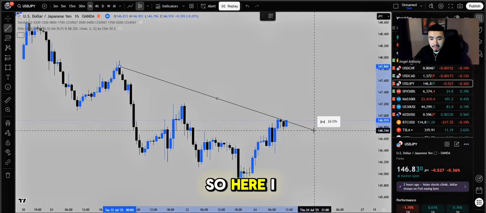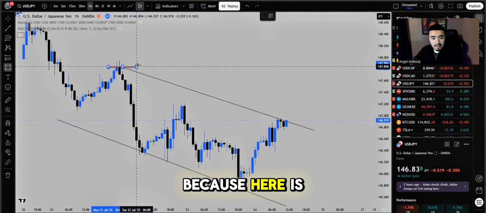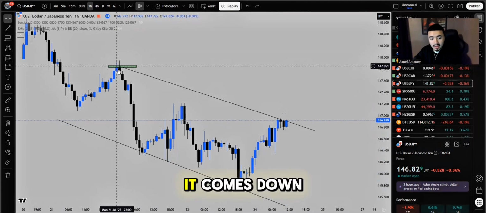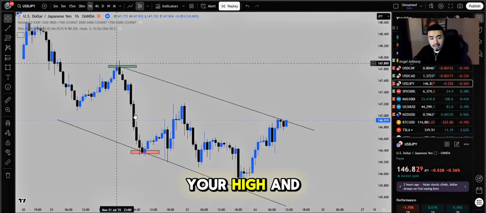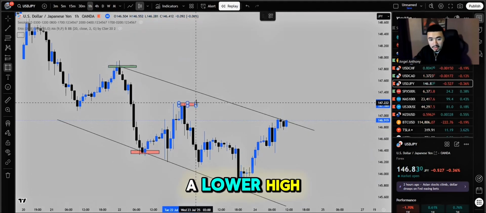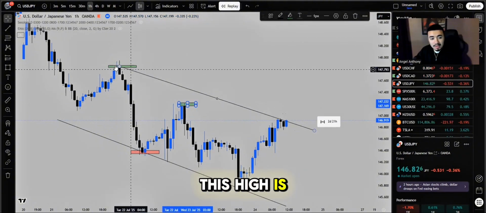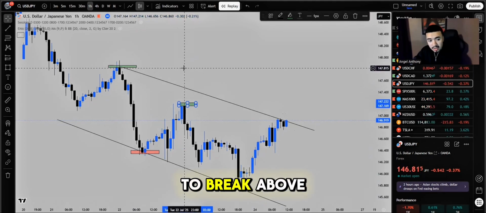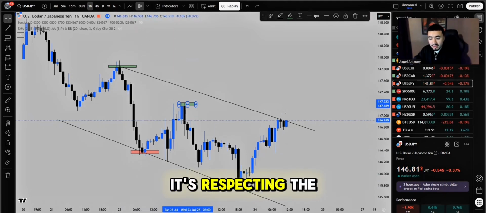This is a downtrend. It's a downtrend because here is your first high, right? It comes down, makes its low. So you have your high and your low. It comes up, makes a lower high. They call it a lower high because this high is respecting the previous high. If this were to break above here, it would no longer be a downtrend. It's respecting the trend, right?